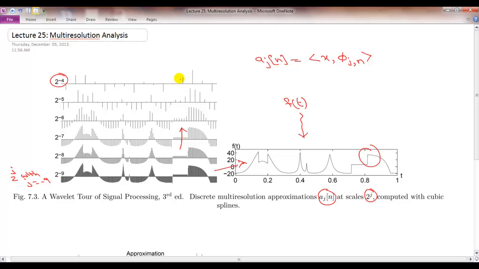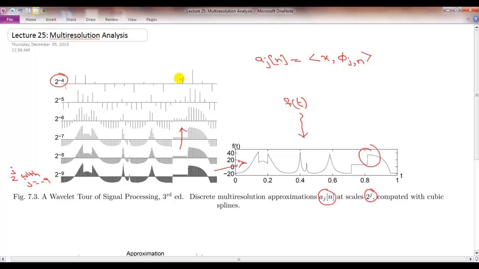So that's the general view that you should take of things, right? That as you go down the scale, from 2 to the minus 9 to 2 to the minus 4, you are losing details of your function.